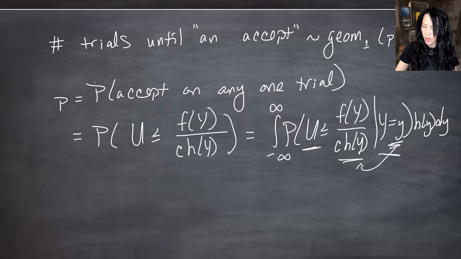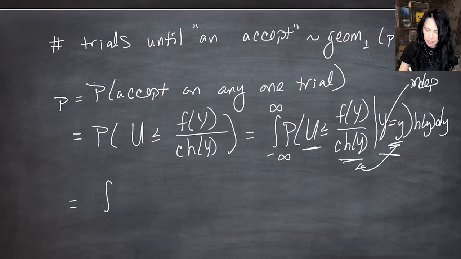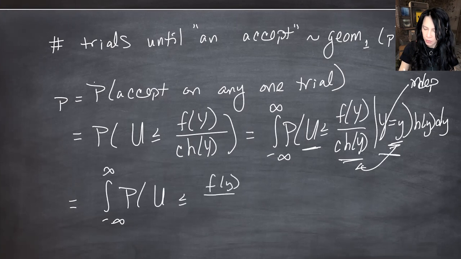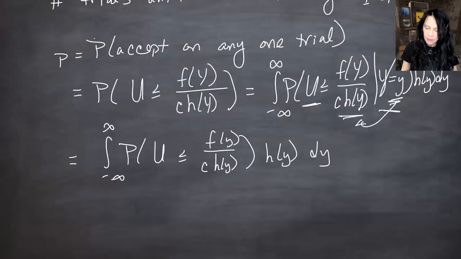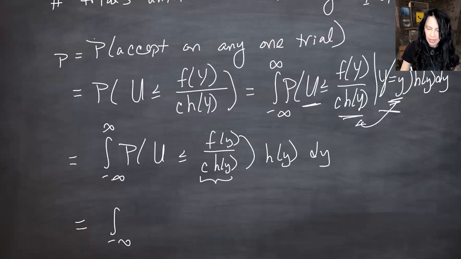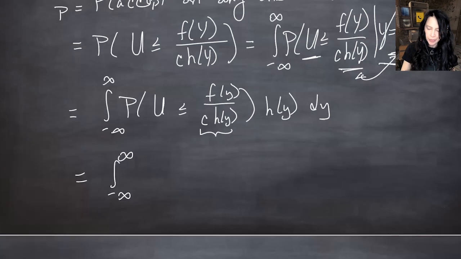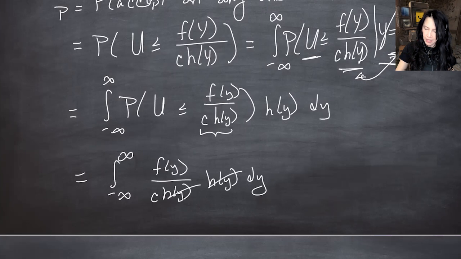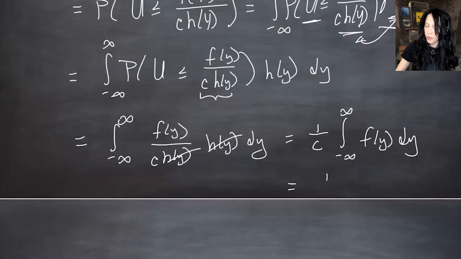So once I plug in the little y, I can drop this by the independence of y and u, and I have the integral from minus infinity to infinity of the probability u is less than or equal to f of y over c h of y, dy. This, by construction, is less than or equal to 1, and a uniform is going to be less than or equal to a number less than or equal to 1 with probability equal to that number. So I get some cancellation. I get 1 over c times the integral from minus infinity to infinity of f of y dy, but that's the integral of the PDF over the whole space, and that's 1.